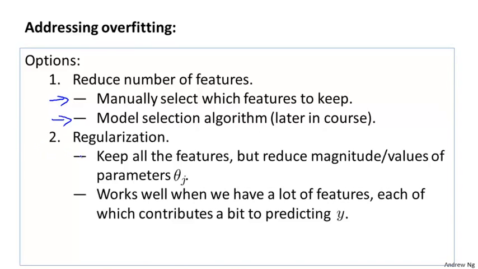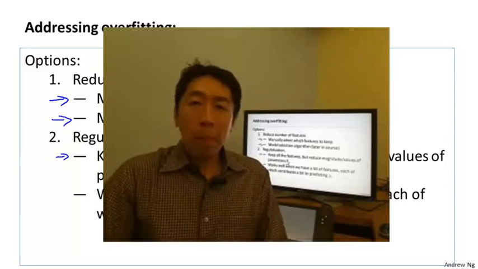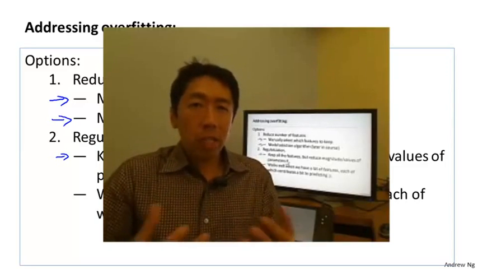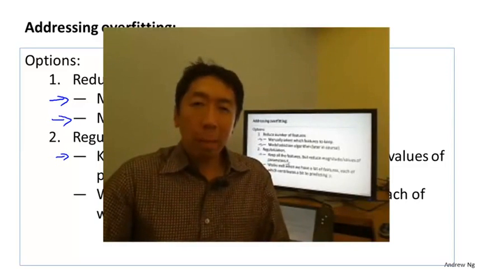The second option, which we'll talk about in the next few videos, is regularization. Here, we're going to keep all the features, but we're going to reduce the magnitude or the values of the parameters theta j. And this method works well, we'll see, when we have a lot of features, each of which contributes a little bit to predicting the value of y, like we saw in the housing price prediction example, where we could have a lot of features, each of which are somewhat useful, so maybe we don't want to throw them away.